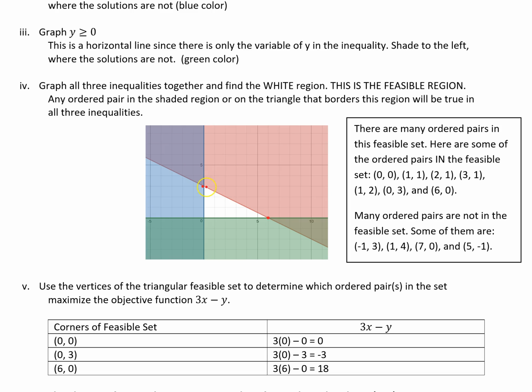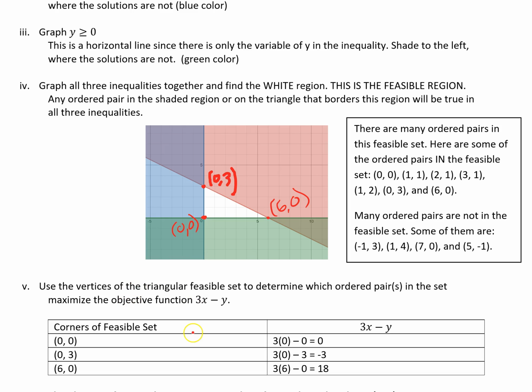Okay, once we have our feasible set, the next thing we want to do on part 5 here is find the vertices. So we want to find out what this is, and we happen to know from earlier work that that is the ordered pair 0, 3. And we also want to know what this vertex is, which happens to be the ordered pair 6, 0. And the other vertex of our triangle is 0, 0. Now, it doesn't really matter the order in which you write those. It doesn't matter the order in which you put them in the table down below.